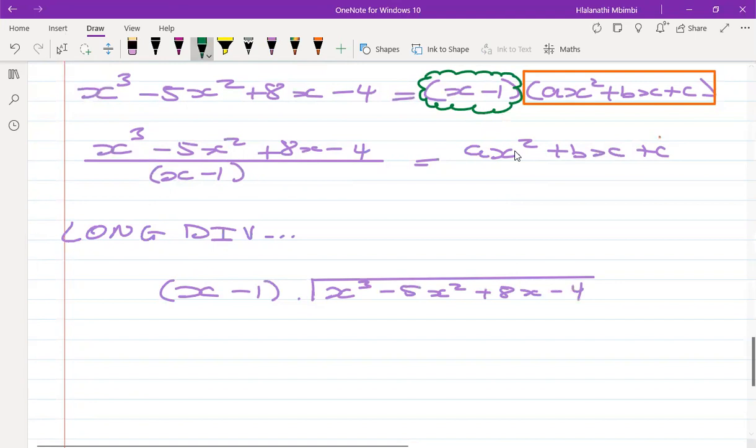You look at this guy, you say, if I were to take the first term that's there, divided by that x, what would I get? What you're getting there is going to be x squared. And you say, if I would take this x squared, multiply the whole entire bracket with x minus 1, what would I get? If you do that, you will get x cubed minus x squared, and then you must put brackets and subtract it from that original expression.